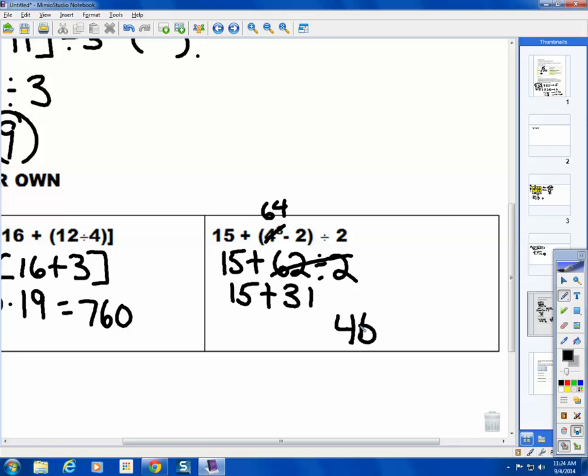Very good. That's not 4b, that's 46. 46 is what that should be. All right, give me a show of hands. You guys have that down already? Any questions so far? I want to finish this up here.